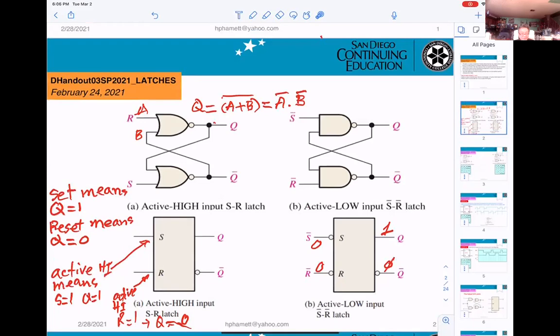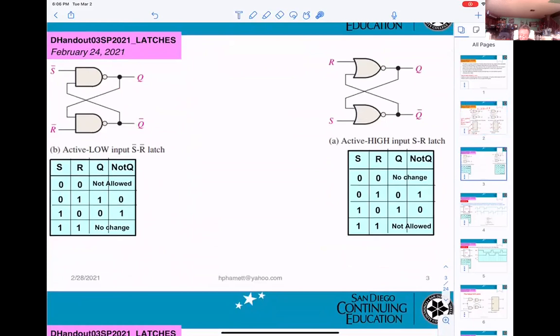And now you can see on this one, active high. If you don't know, you can look at the truth table. At R and S both 0, the output will be no change. What does no change mean? It means Q will be what it was at the previous clock transition. No change means whatever it was during the previous input conditions will now be the same.